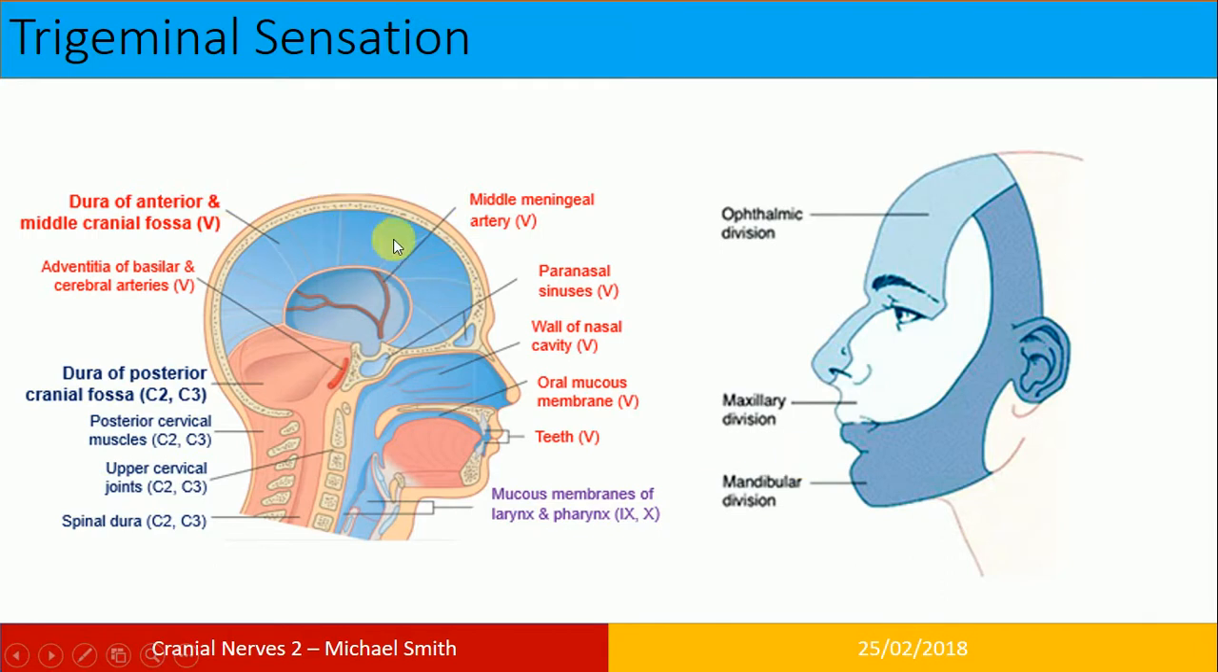The cranial nerve 5 also provides sensation to the inside of the skull and to the meninges. And this is important because this means that you can get referred pain to the face from problems that are going on inside the head.